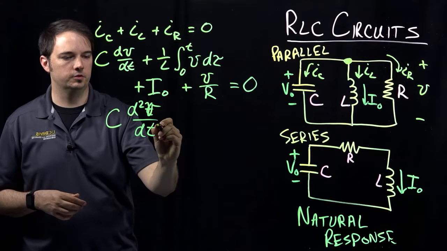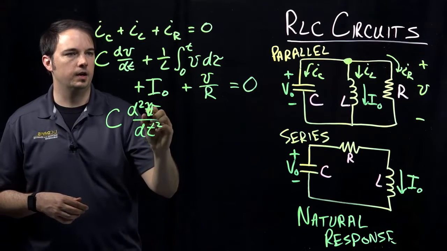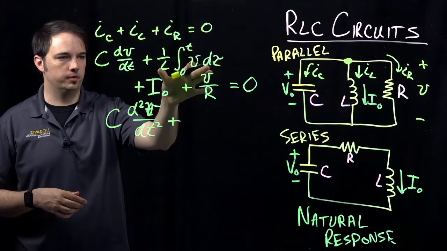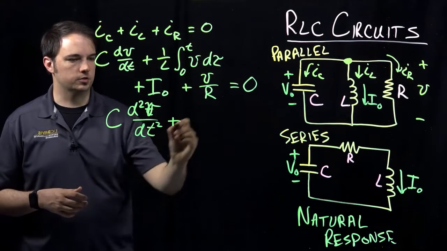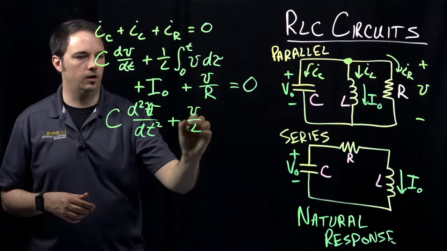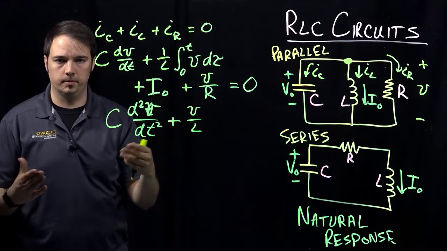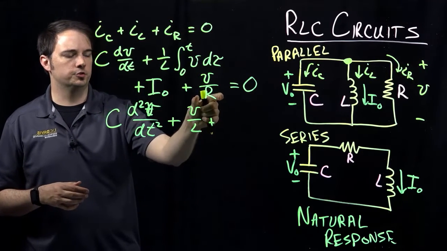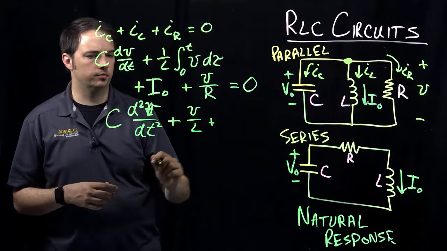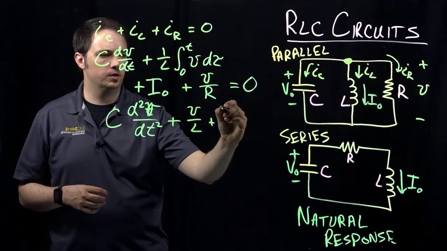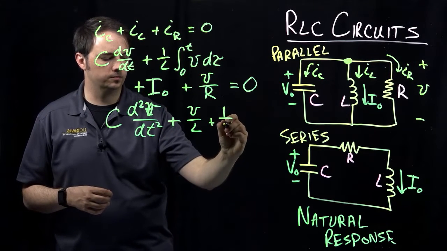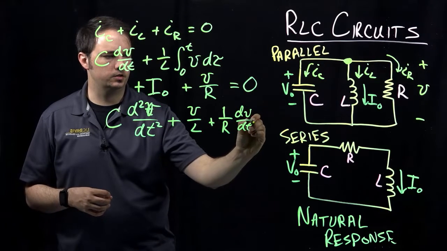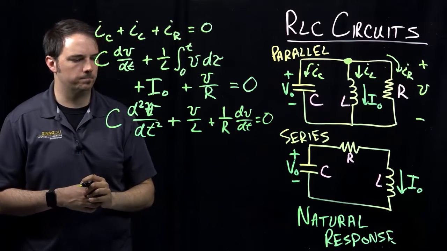dV over dt squared here. And for my next term, by taking the derivative of this integral, that basically just leaves me with V over L. I naught is a constant. If we're taking the derivative of a constant, that just goes to 0. And then for my final term, which is V over R, taking the derivative with respect to time, we would have 1 over R times dV/dt, equal to 0, okay?